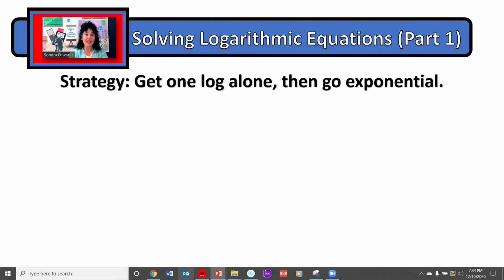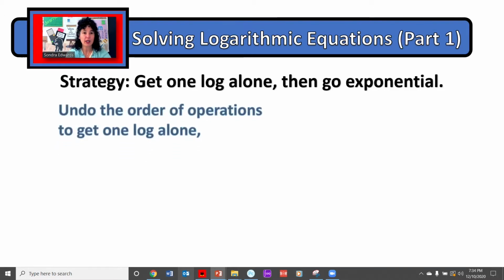But before we get the logarithm alone, go exponential and battle on, let's just quickly review how you could get a logarithm alone. In these first easier ones, you'll simply undo the order of operations until you get the logarithm by itself. Okay, so let's say I have a single logarithm by itself.